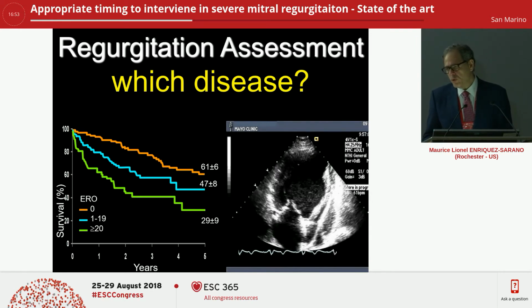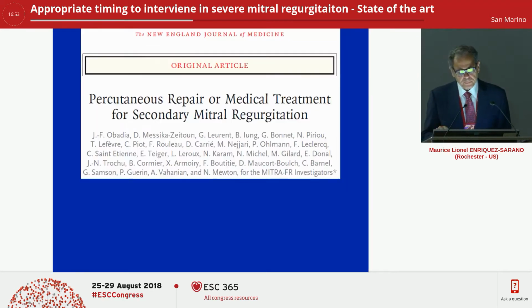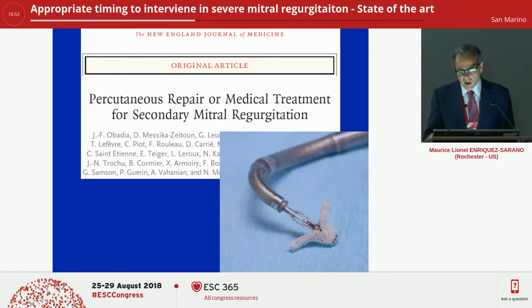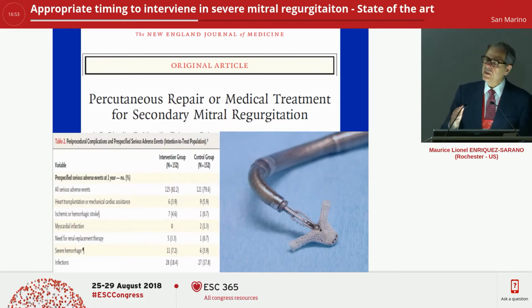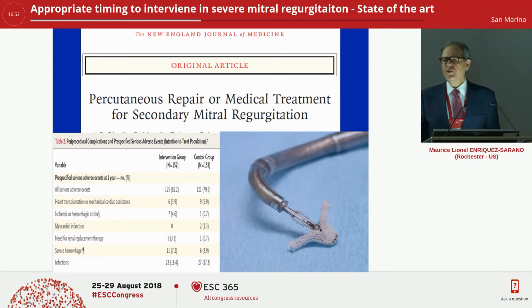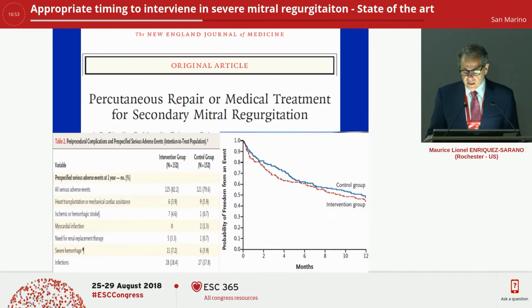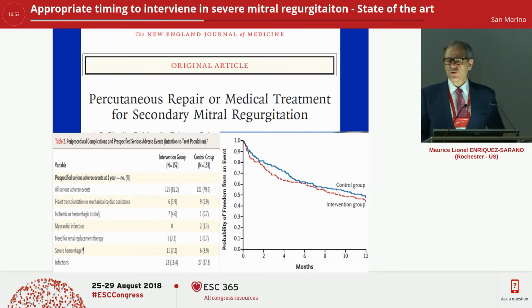Now, to close on the functional MR, you had this paper that was published yesterday in the New England Journal of Medicine about the interventional treatment of functional mitral regurgitation. And here are listed the complications in the people randomized to the interventional group versus the non-interventional group. A gigantic rate of complication at 1 year, 80% in both groups, no differences, and the survival is exactly identical in both groups.